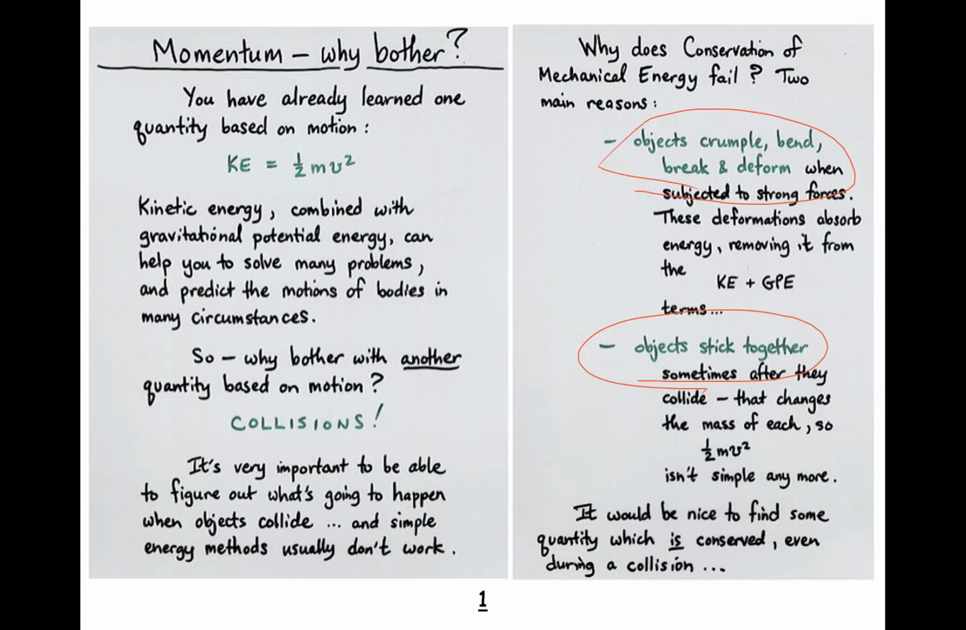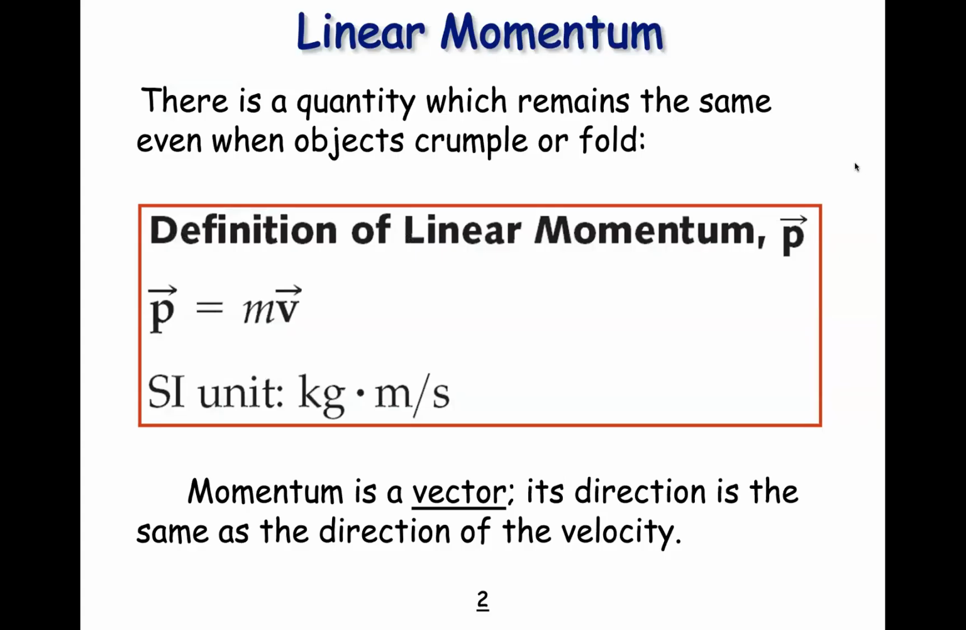However, fortunately, there is another physical quantity which is conserved in collisions, explosions, or any other brief interactions where objects exert forces on each other. And it turns out that quantity is linear momentum. Okay, so we're going to define momentum as lowercase p, which is equal to the mass of an object times the velocity of that object.